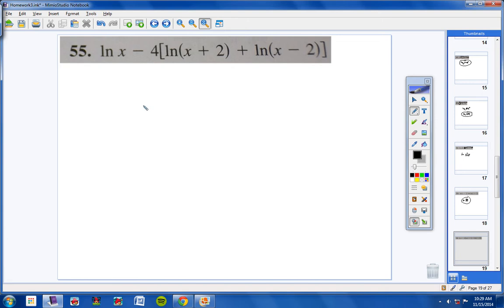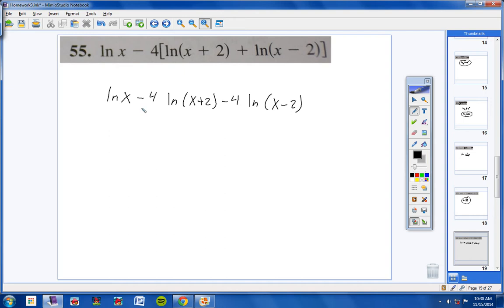Okay, now students, look. You do not want to start writing this as one logarithm until you've taken this 4 right here and multiplied it through. Okay, we want to simplify as far as we can before we start writing these as one log. So here we go. Negative 4 times this logarithm is negative 4 natural log of x plus 2. And then negative 4 times this would be negative 4 natural log of x minus 2. Okay? There.